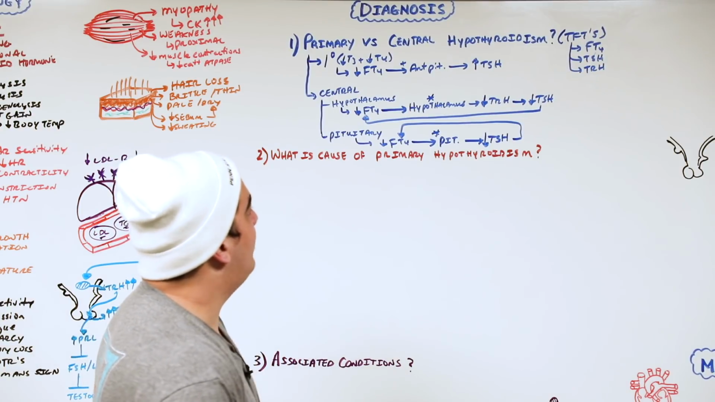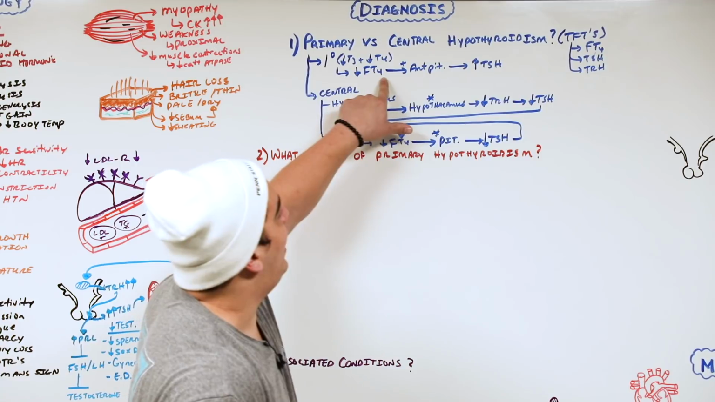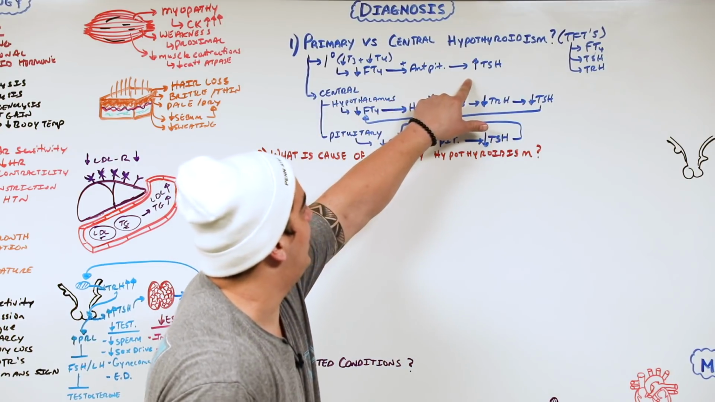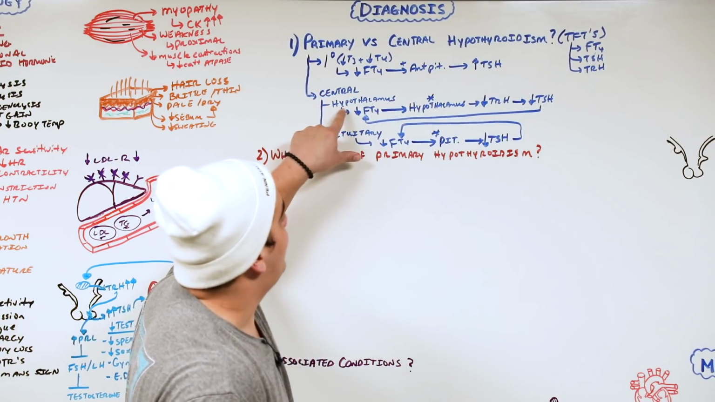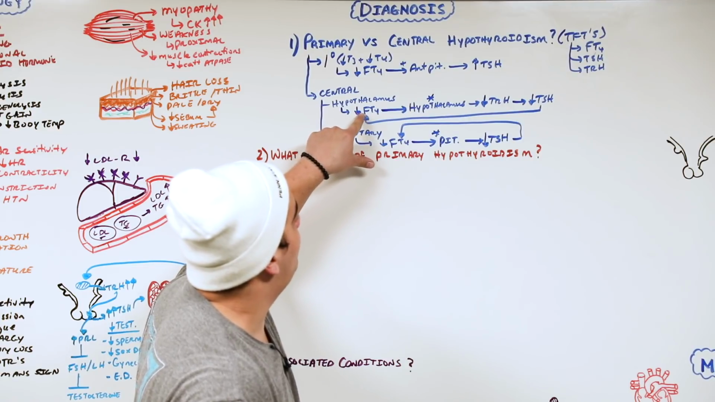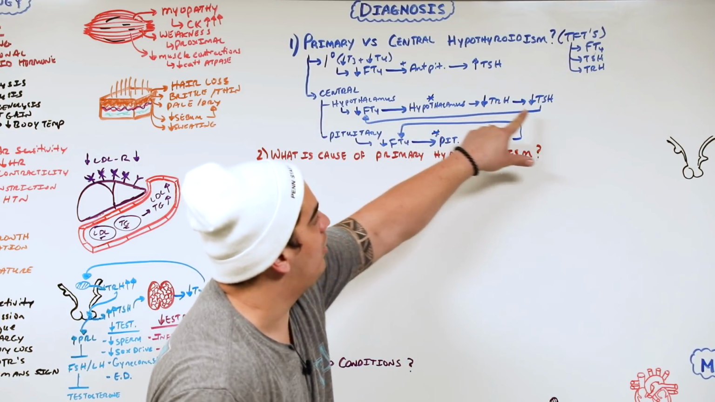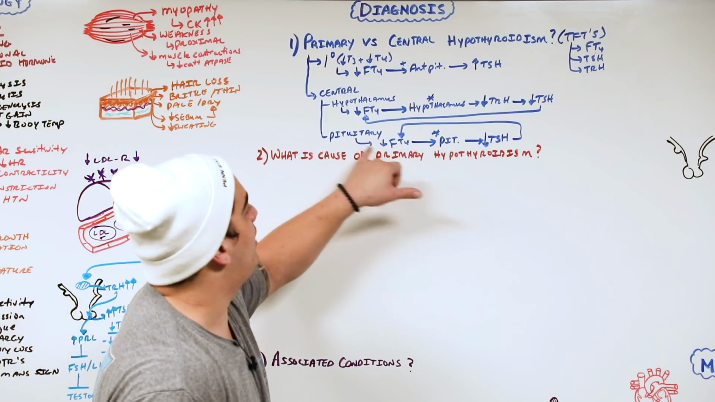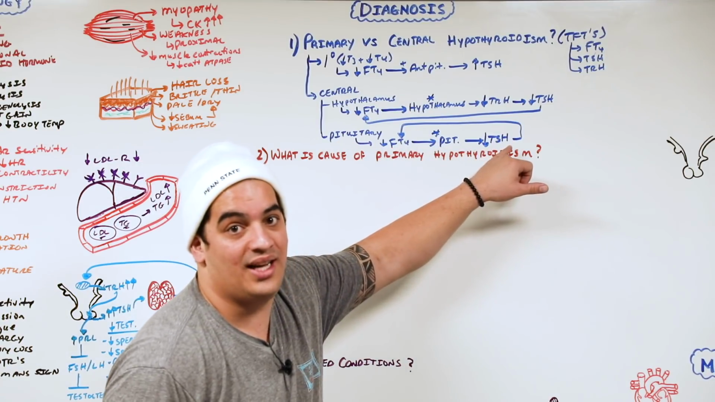So, if you had to differentiate, primary, they have low free T4, high TSH. Central, if it's hypothalamic, they both have low free T4, but hypothalamus has low TRH, low TSH, and pituitary would have low free T4 and just low TSH.